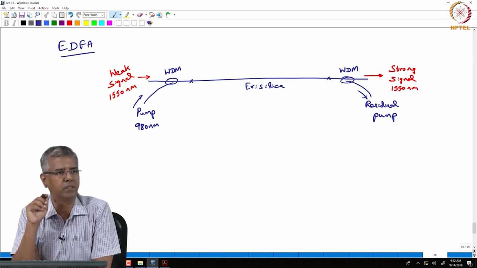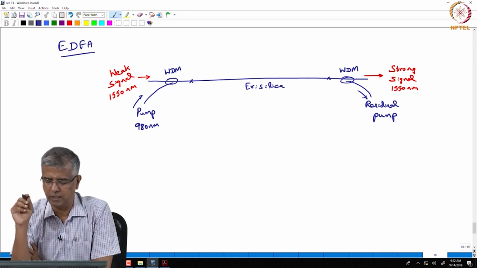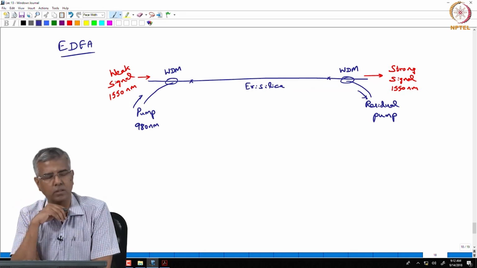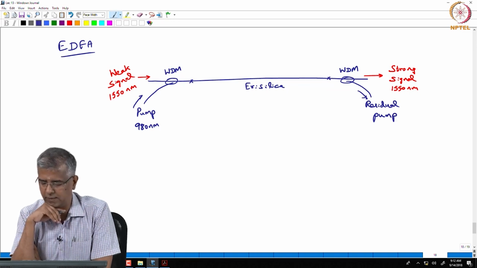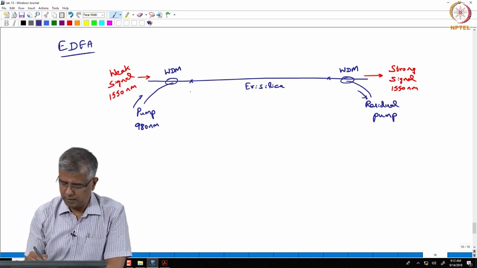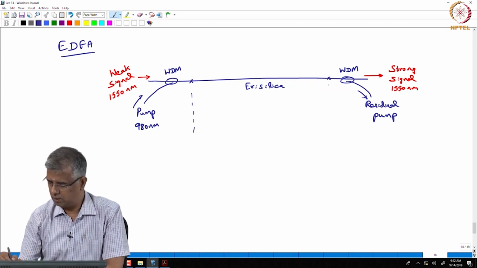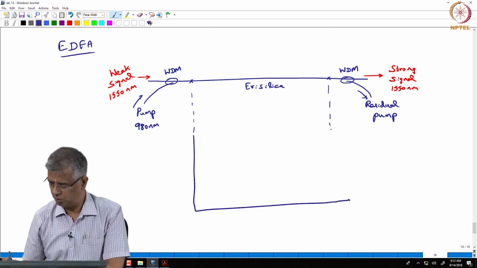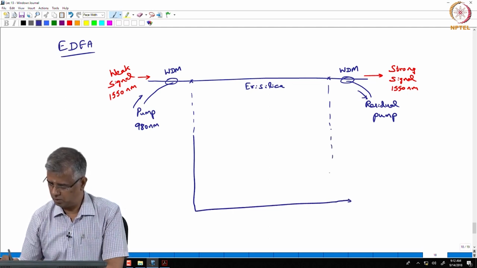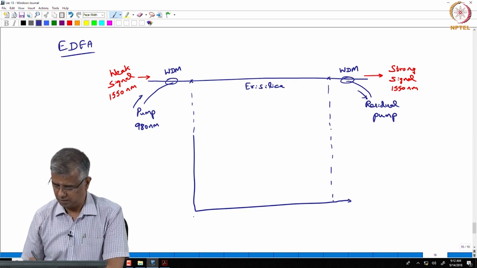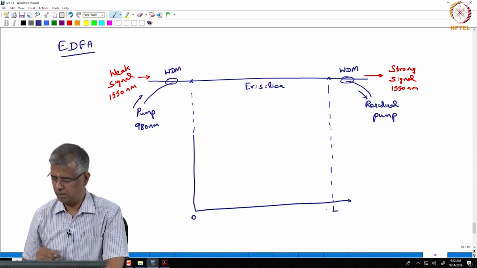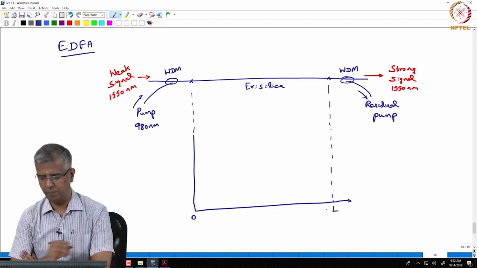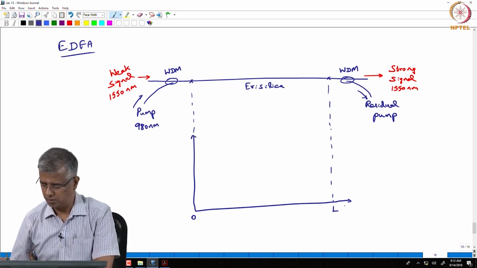the amplification process. Let us try to understand what exactly is going on in this structure and how light gets amplified. Okay. So, let us say this is the length of this amplification region, and let us try to figure out what all is happening over here. So, this is 0, and let us say the length of the amplifier corresponds to L.